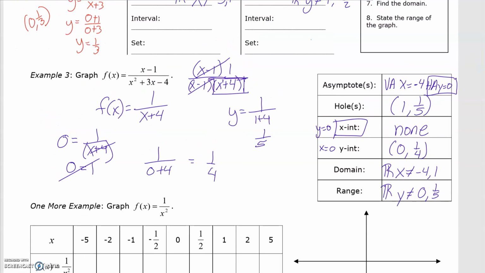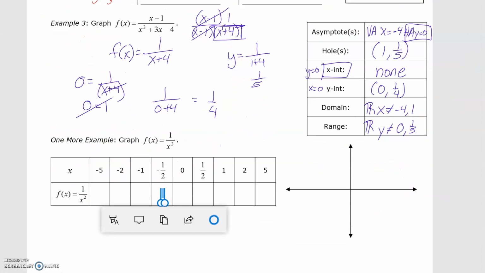Okay, we have one more example, and this is a little different.